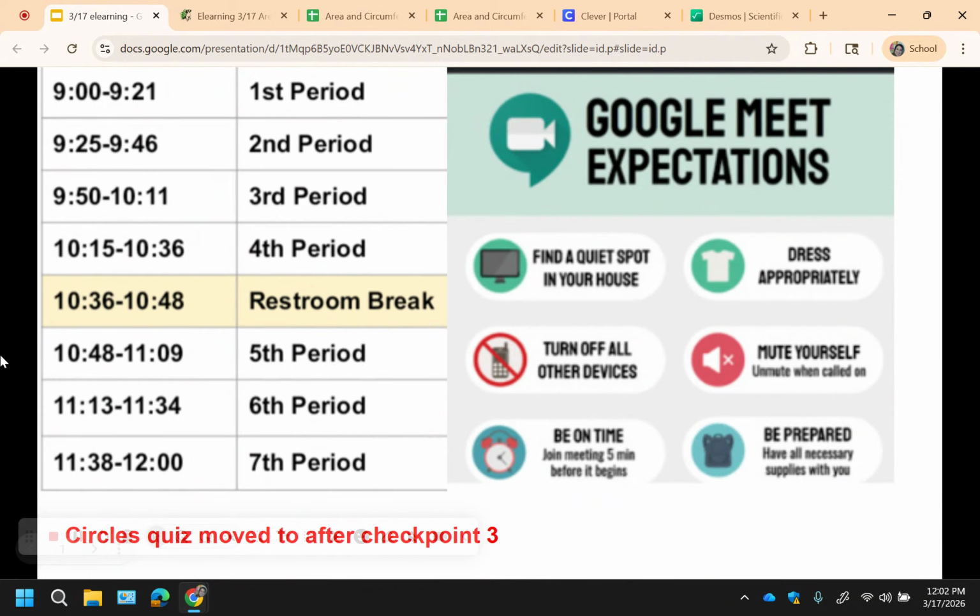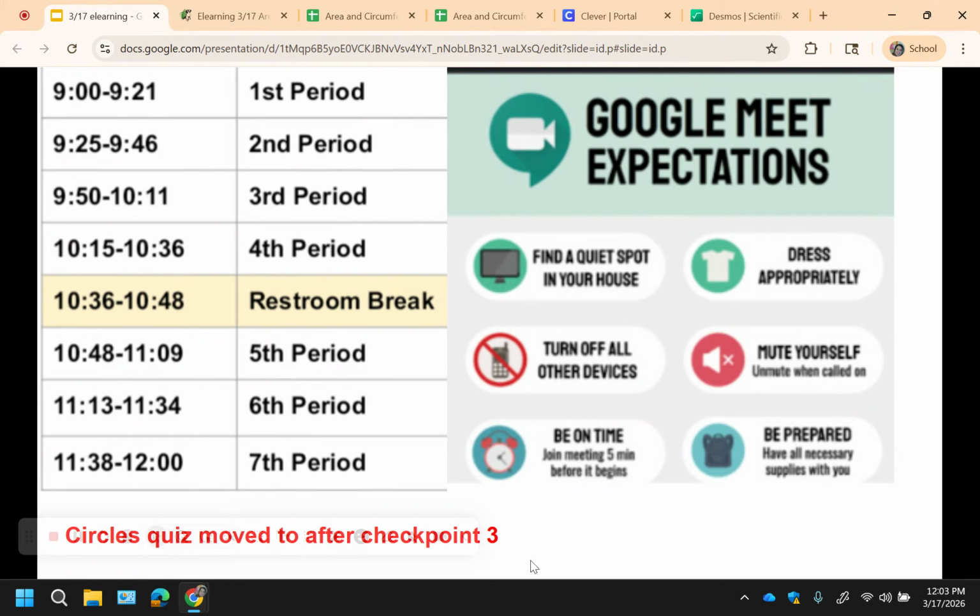First, to let you know, the circles quiz is now going to be after our checkpoint 3, just to make sure that we get a chance to review tomorrow equations and do a mini lesson on volume of cylinders, because that will be on the checkpoint as well. I know we've done a couple problems, but I wanted to make sure that everyone understands how to do that.